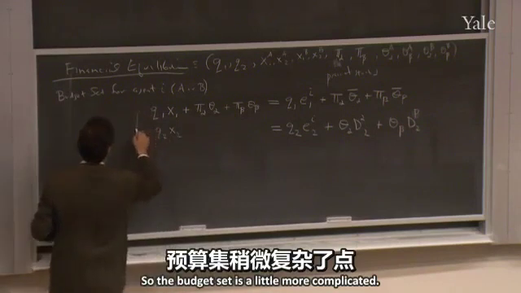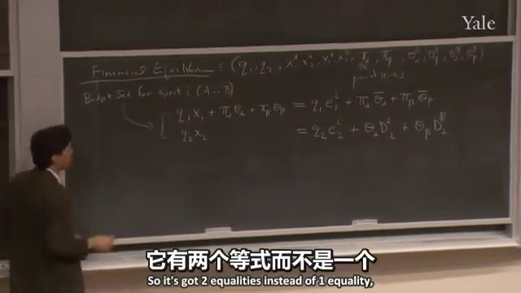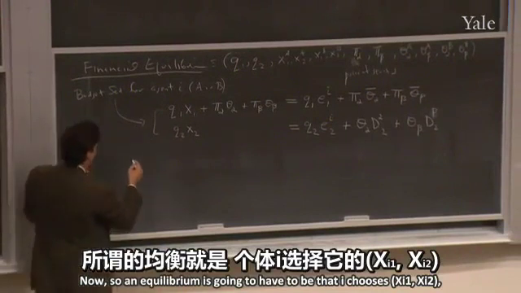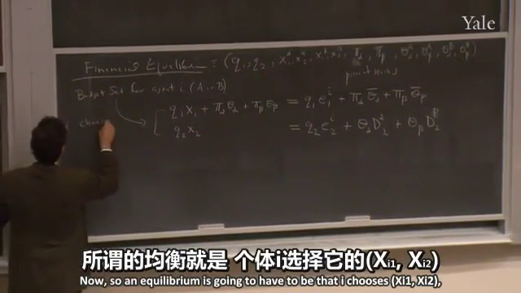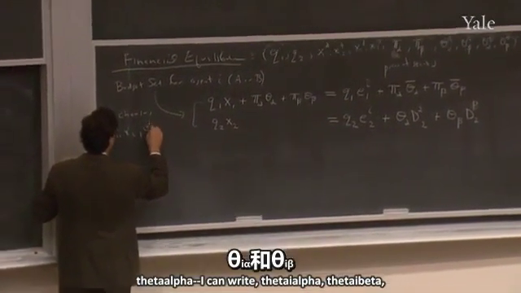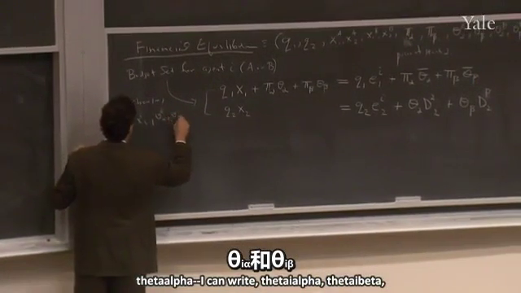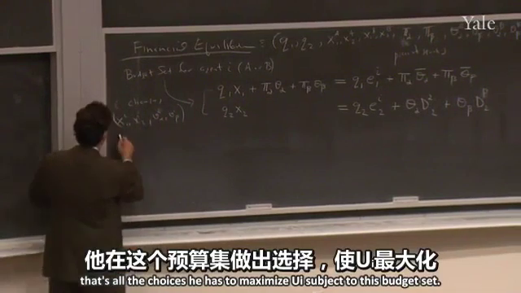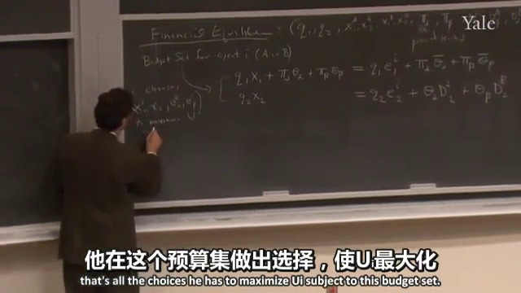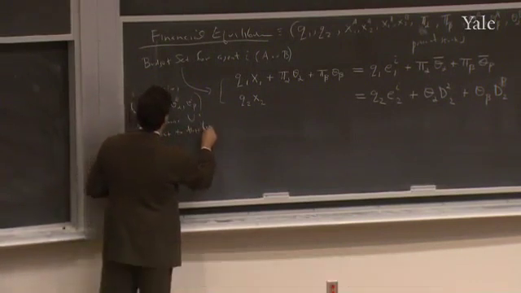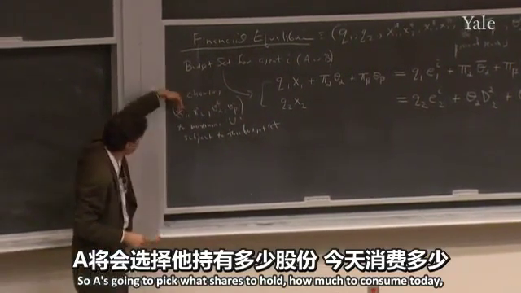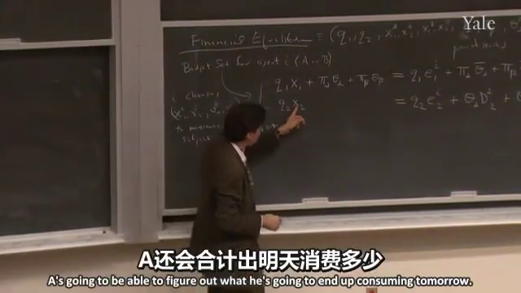So the budget set is a little more complicated. So that's the budget set. It's got 2 equalities instead of 1 equality. So already things look a little more complicated. Now, an equilibrium is going to have to be that agent i chooses x_i1, x_i2, theta alpha, I could write it theta i alpha, theta i beta. It's all the choices he has to maximize u_i subject to this budget set.